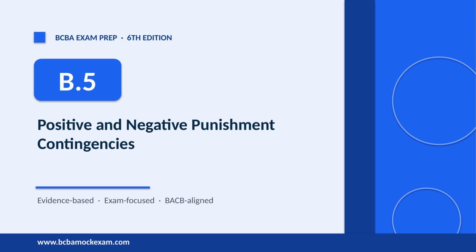You'll walk through real-world examples across settings, compare the two directly, and distinguish unconditioned punishers from conditioned ones. Perhaps most critically, we'll clarify the difference between punishment and extinction, a distinction that trips up many candidates. Because these procedures fall squarely under Domain G, behavior change procedures, mastering them is essential for both the exam and ethical practice. Let's build a precise, functional understanding of punishment that you can apply to any scenario.